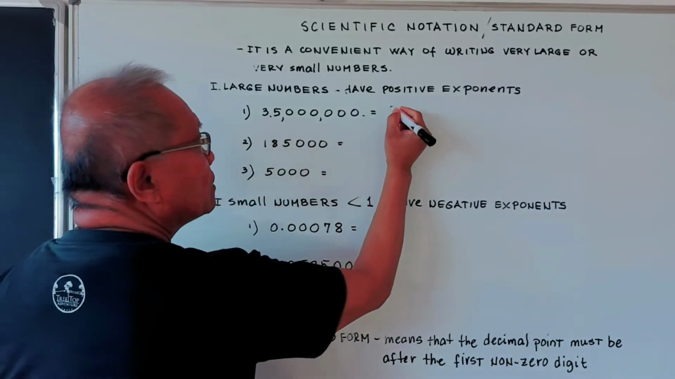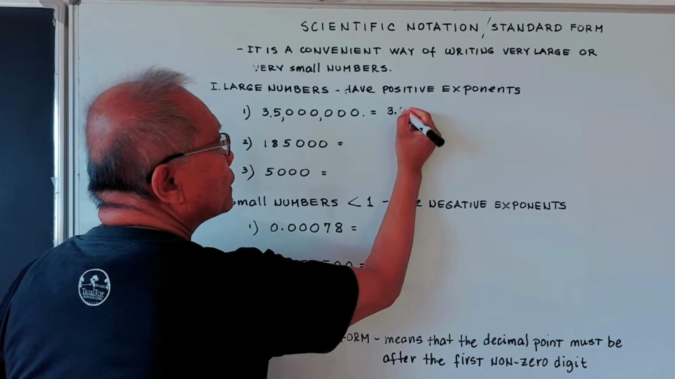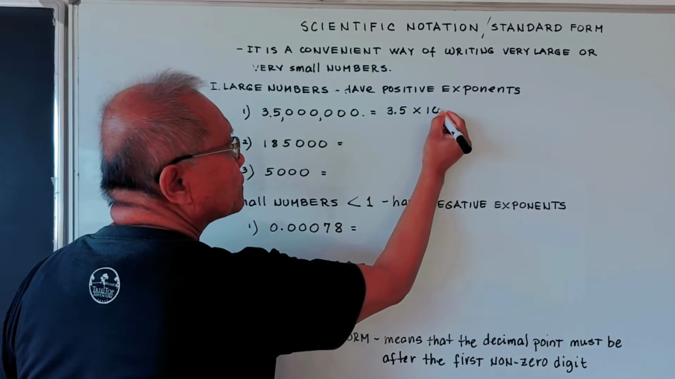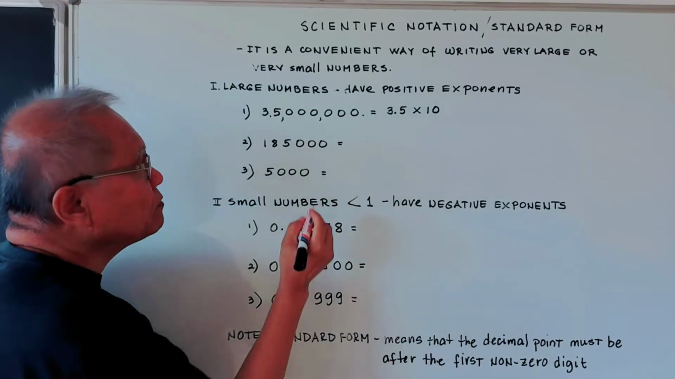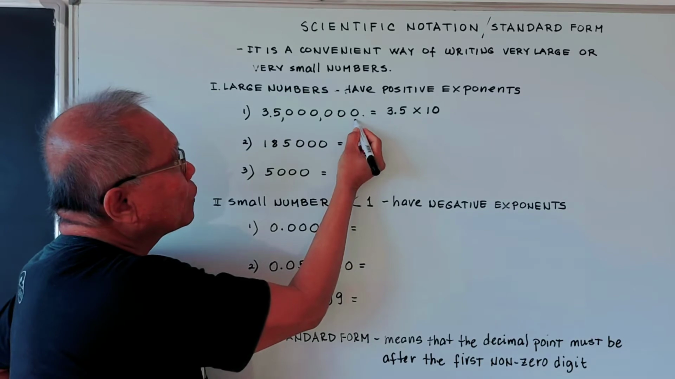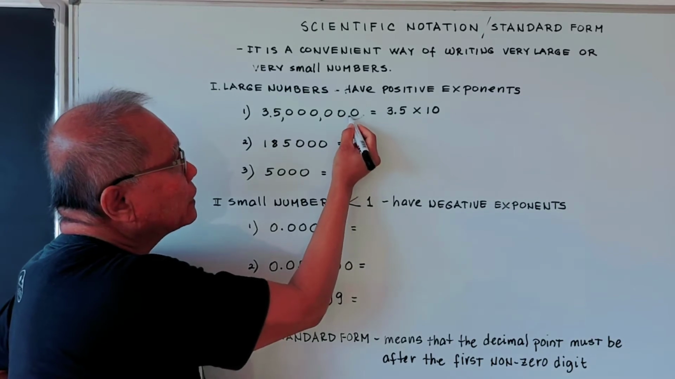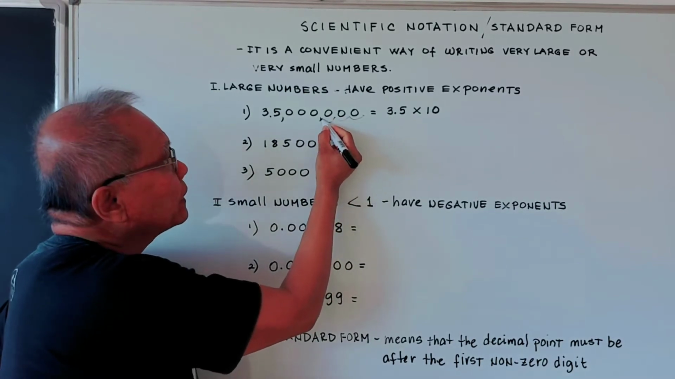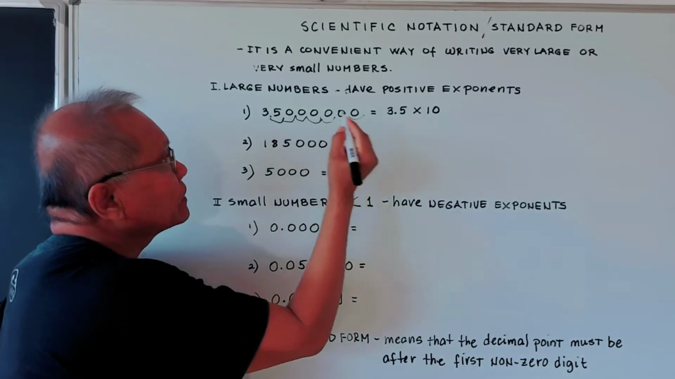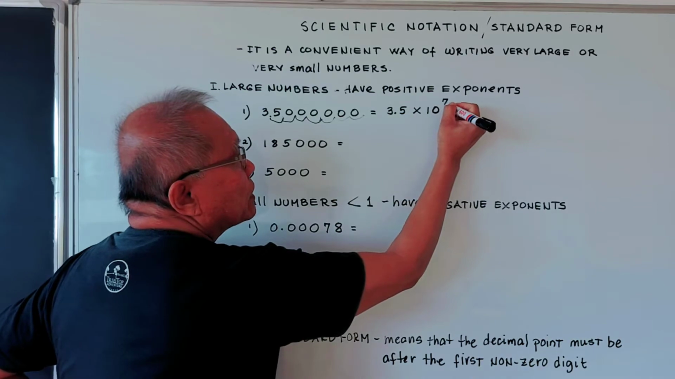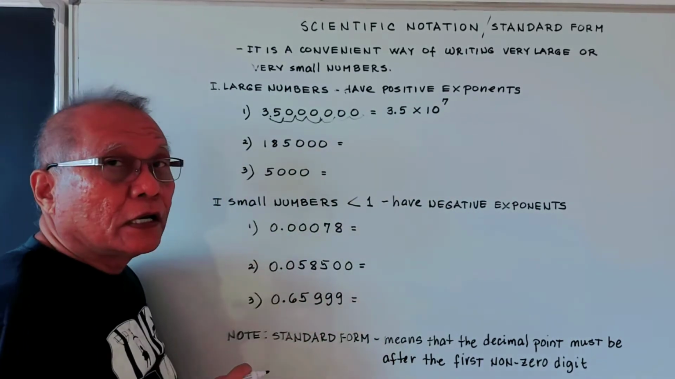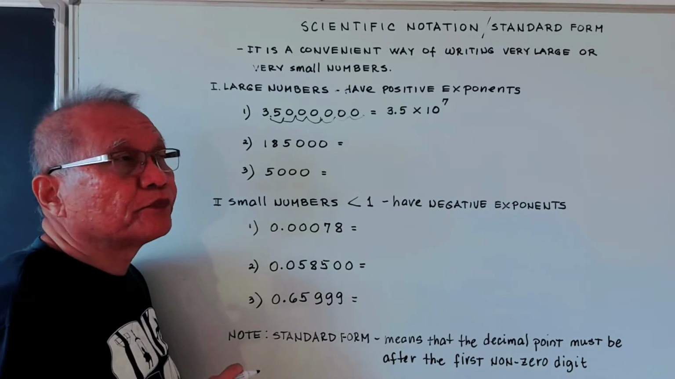So in standard form, you have 3.5 and then you write times 10, and then count how many movements of the decimal point from here up to here. So you have 1, 2, 3, 4, 5, 6, 7. So our exponent is positive 7 because this one is a very large number.